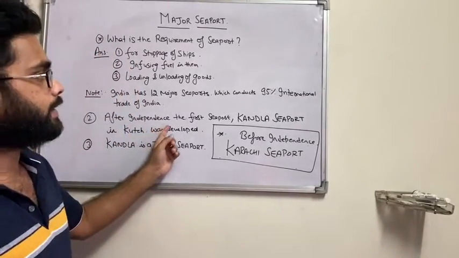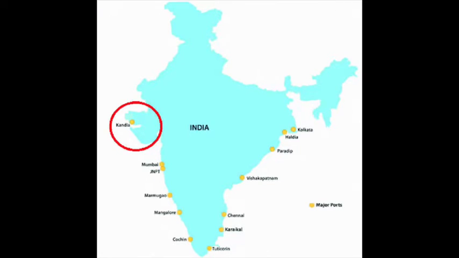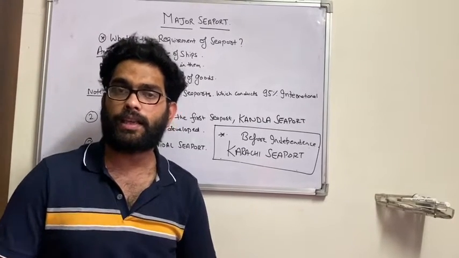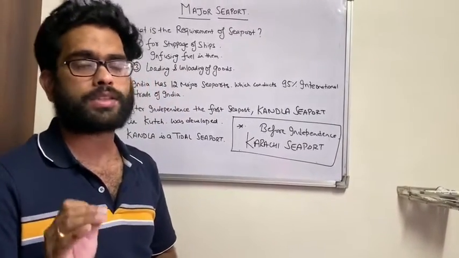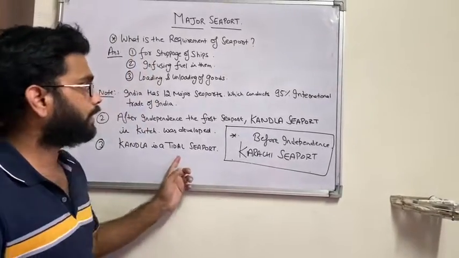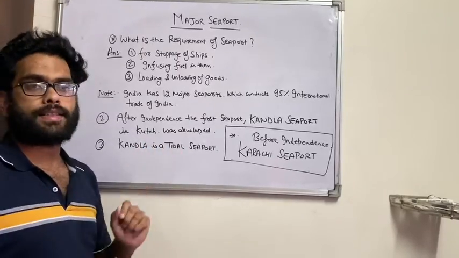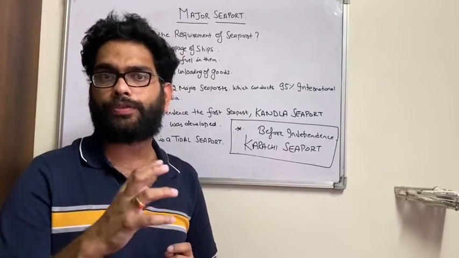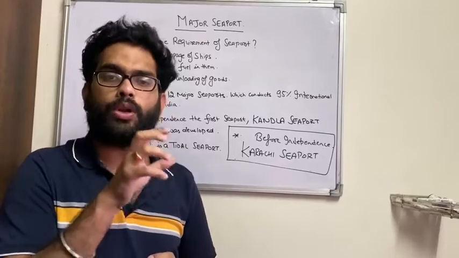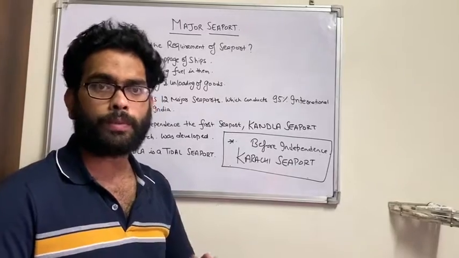So after independence, the first seaport was the Kandla Seaport, which is located in Gujarat in Kutch. And Kandla is a tidal seaport. This is also important. Sometimes in exams it is asked, name the seaport which is a tidal seaport. The tidal seaport is nothing but the Kandla Seaport, located in Gujarat. You should be aware of these two facts: where Kandla Seaport is, and that Kandla is a tidal seaport. The aim of building Kandla Seaport was that there was a good traffic of trade in the city of Mumbai, so to lower down the pressure of trade they constructed the Kandla seaport. I hope till now you are clear with this.